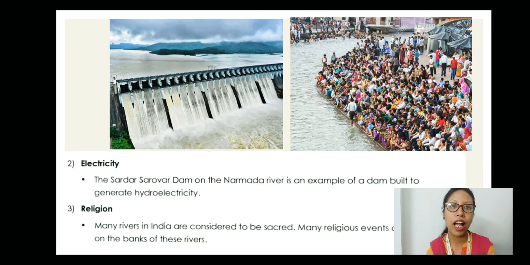Then next we have electricity. Now the Sardar Sarovar Dam on the Narmada river is an example of a dam built to generate hydroelectricity. So the first picture is the Sardar Sarovar Dam. It is in Gujarat, and these dams are built to produce electricity. And hydro means water, okay? Hydro means water. Now the electricity produced from the water is called hydroelectricity.